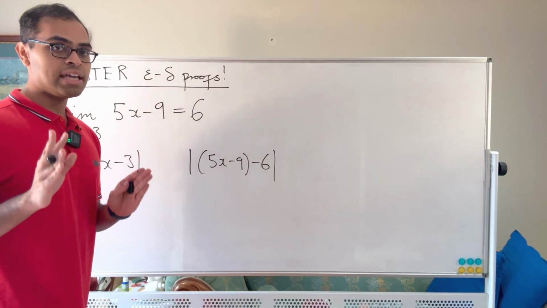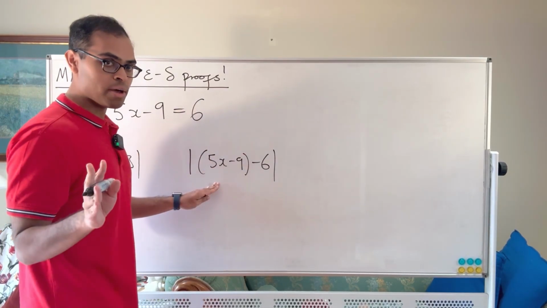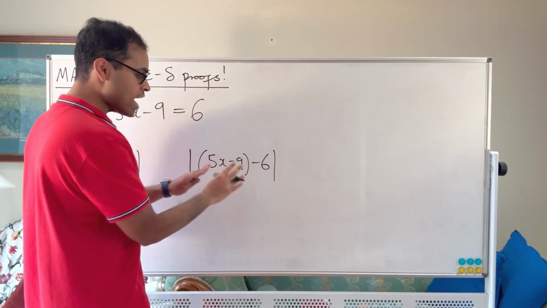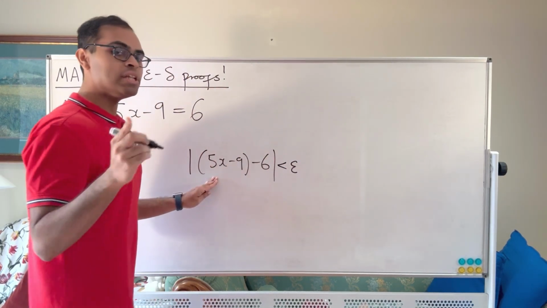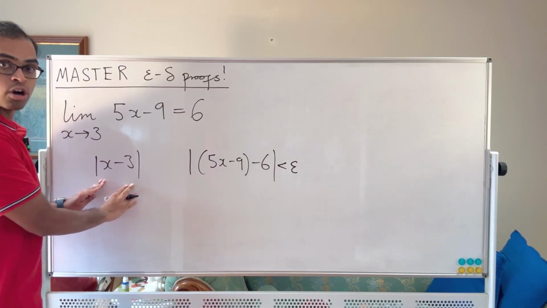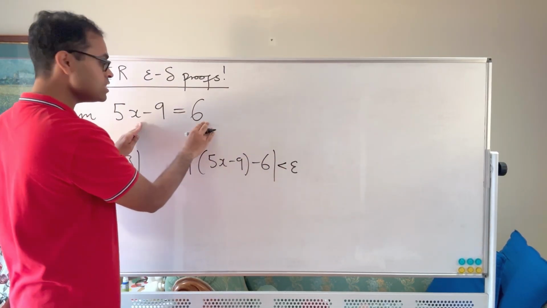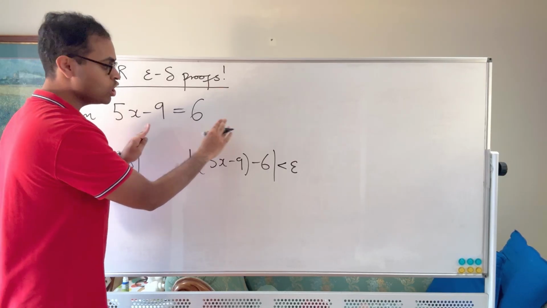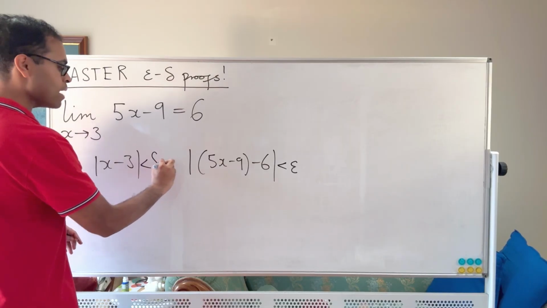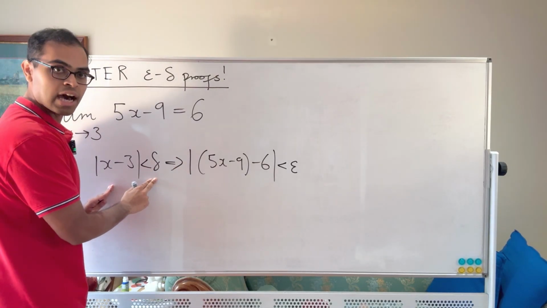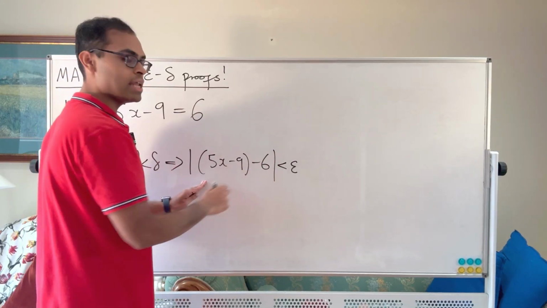Another way of saying it, which is the epsilon-delta formulation, is that it's a game we are playing. No matter how small I want to make this number, I want to make it less than epsilon. You will tell me how close x has got to be to 3 in order for this distance between 5x minus 9 and 6 to be less than epsilon. So you're going to pick a delta, so that absolute value x minus 3 less than delta implies that the absolute value of 5x minus 9 minus 6 is less than epsilon.